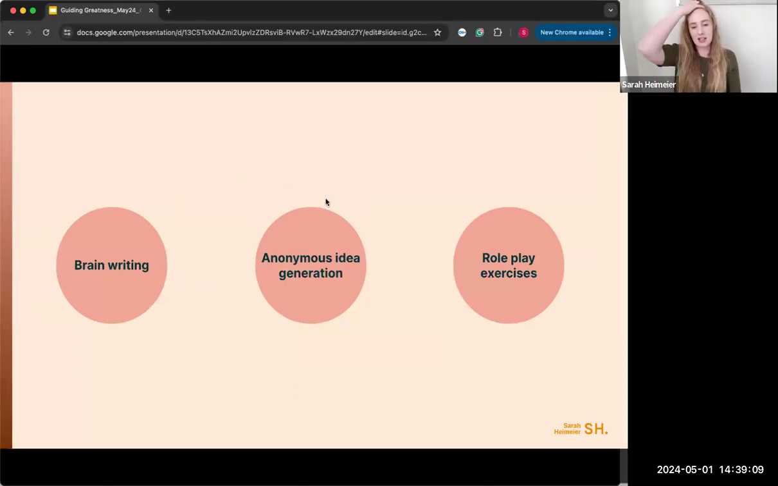So some of the ways that I like to do this to help with facilitating those diverse perspectives is brain writing. So getting people to just write down their thoughts, doing it themselves. And then also anonymous idea generation. So we're just sticking ideas up on the wall. Everyone's writing them down and we're not putting any names to them and we're just exploring it.